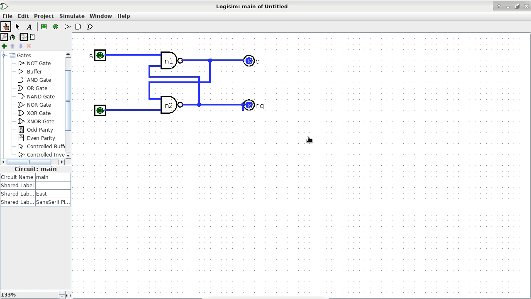When both S and R are zeros, do we know what's going to happen to Q and NQ? I'll let you guys kind of work on this one a little bit. And remember, these are NAND gates, which means they behave like an AND gate, except the output is negated. It is just like an AND gate, but with the output going through an inverter or a negation. Okay, so I'll let you guys kind of think about it.